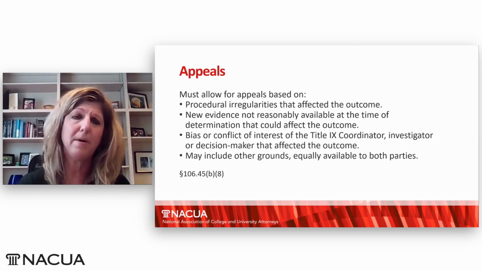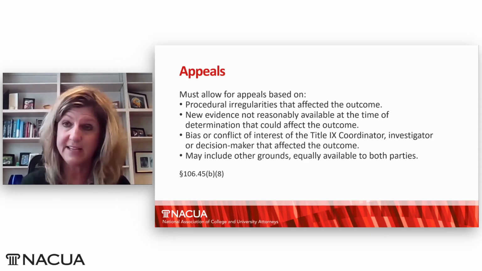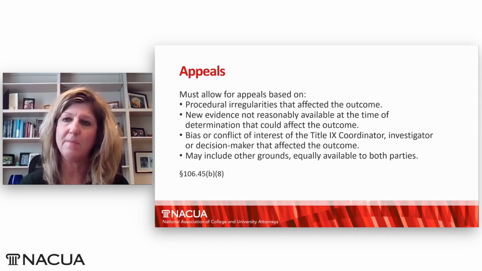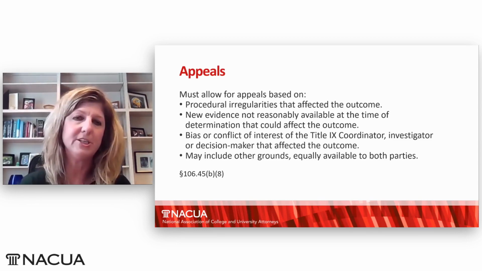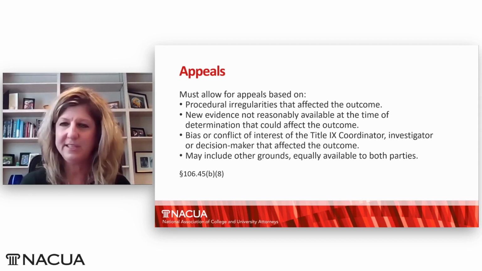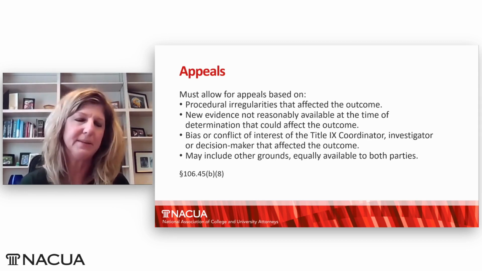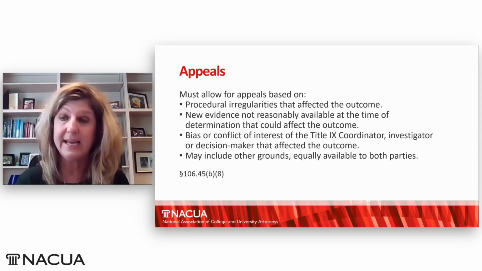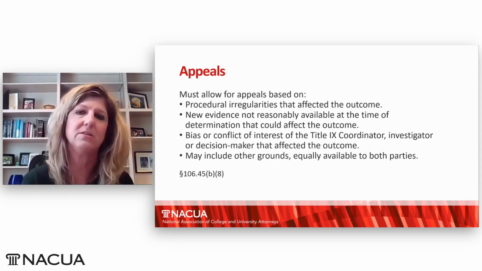You must allow parties to appeal based on bias or conflict of interest of the Title IX coordinator, the investigator, or the decision maker that affected the outcome. And the reason that becomes so relevant, I think, in particular here in higher education, is we have individuals that put things on their personal social media perhaps, but they also get quoted for newspaper articles, or they engage in scholarship, they write articles.